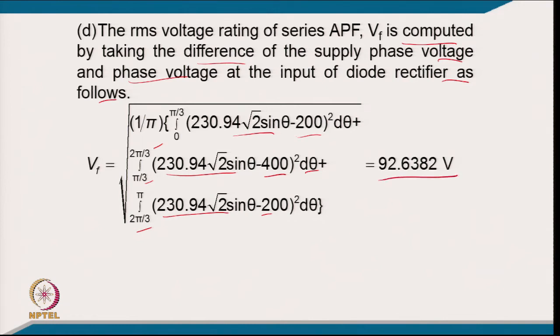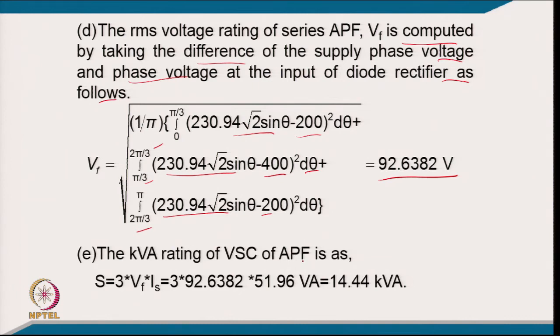So, it comes to 92.6382 volt, and the kVA rating of the voltage source converter of the series active filter is now S equal to 3 VF IS. So, it is 3 into VF, which we calculated here as 92.6382, multiplied by the current drawn from the supply, and since the series active filter is connected in series, that is the same current, 51.96, giving the rating in VA.